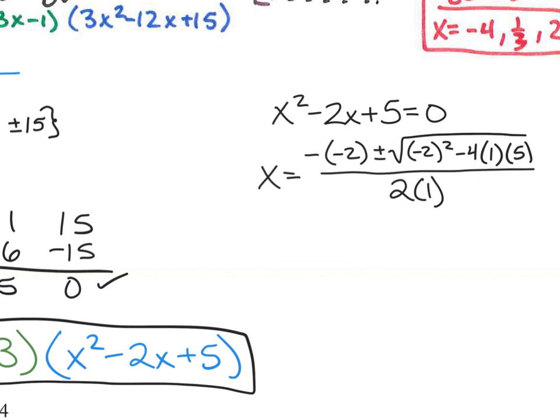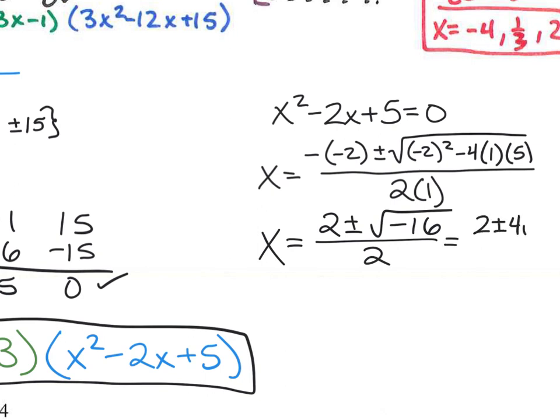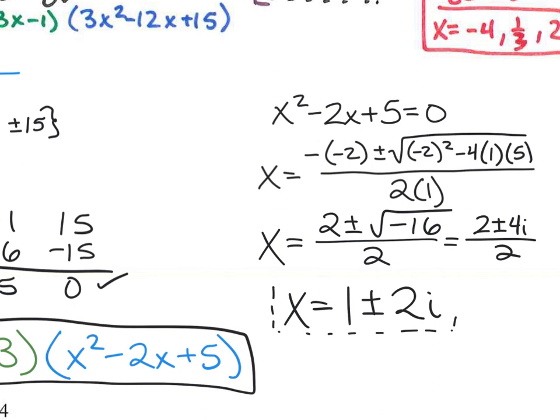So we would reduce this. Yes, I know you have calculators, but if we do this a little bit by hand, this is 2 plus or minus the square root of 4 minus 20, which is -16, over 2. What's the square root of -16? 4i. So this is going to be 2 plus or minus 4i all over 2. Since both the first part and the second part are divisible by 2, we can reduce that. This is going to be 1 plus or minus 2i. Here are the imaginary roots or solutions to this polynomial.